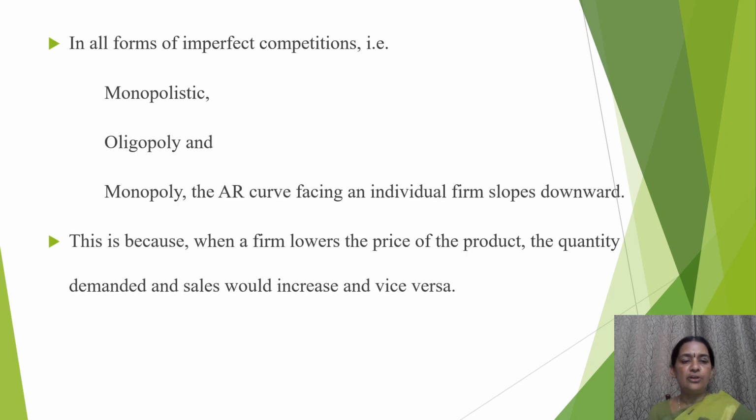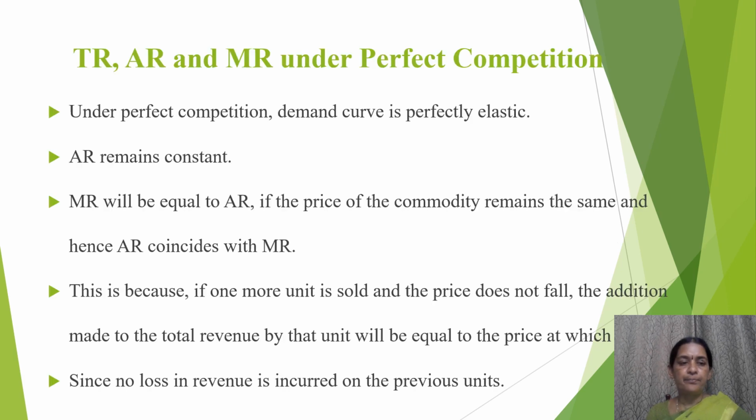In all forms of imperfect competition, that is monopolistic competition, oligopoly and monopoly, the AR curve facing an individual firm slopes downward. This is because when a firm lowers the price of the product, the quantity demanded and sales would increase, and vice versa.